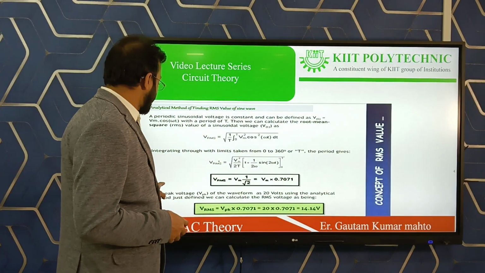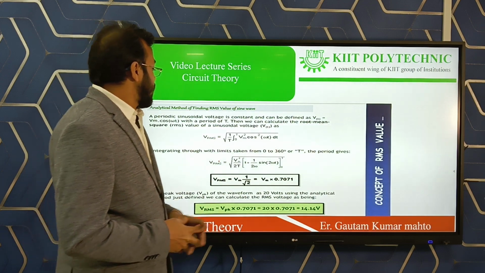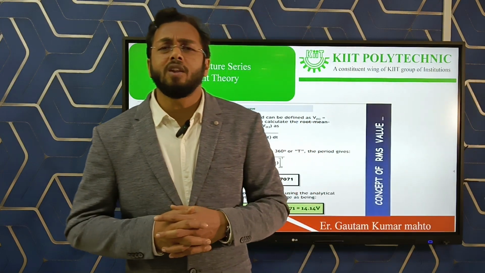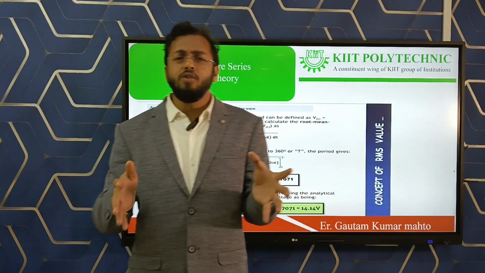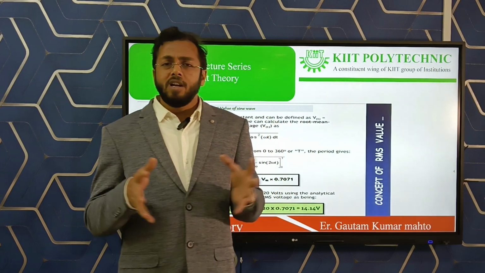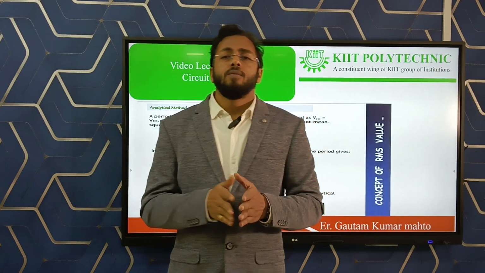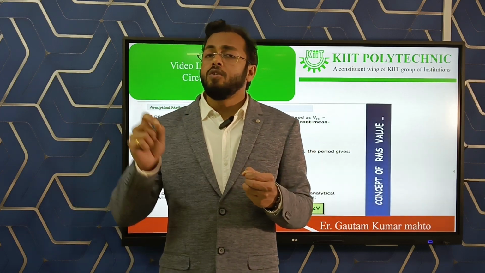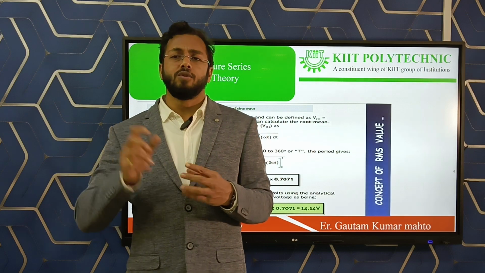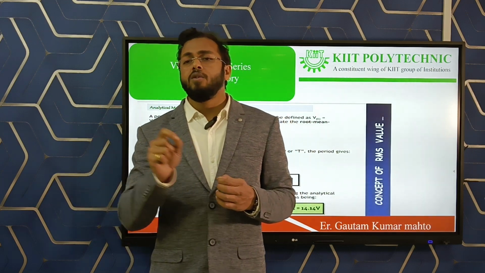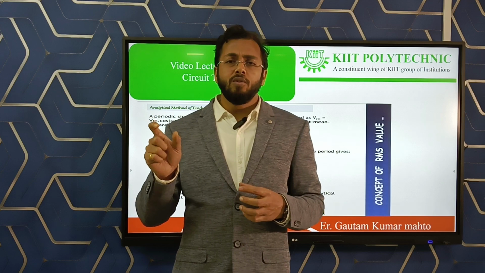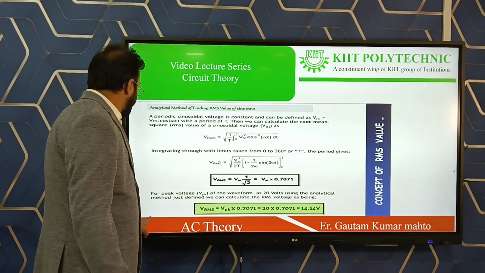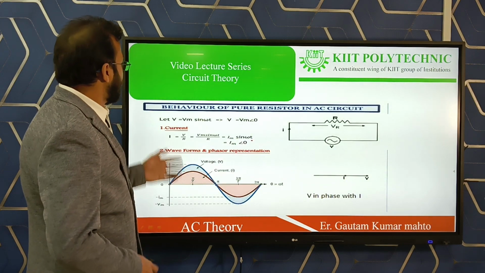For the peak voltage, if you have the RMS value, you can calculate the peak value also, because the RMS value and the peak or maximum value are related to each other. I told you that V RMS is equal to Vm by root 2, where V RMS is the maximum value by root 2. So if you have the RMS value, you can calculate the maximum value. Maximum value is equal to root 2 times the RMS value.